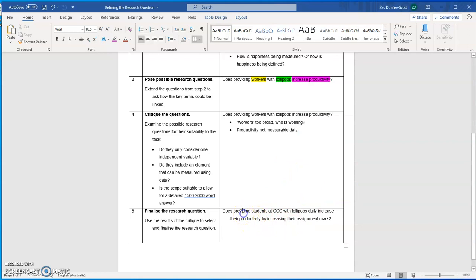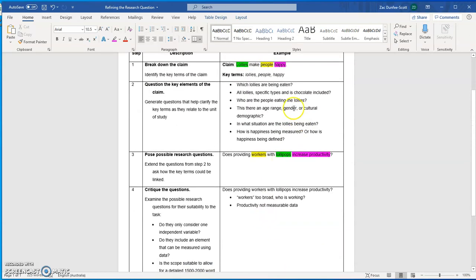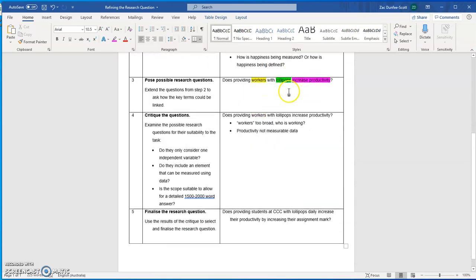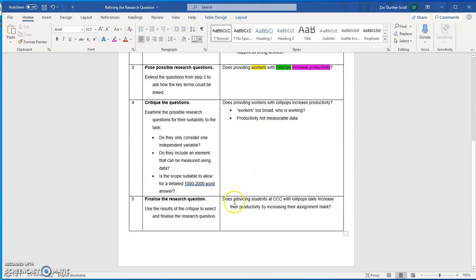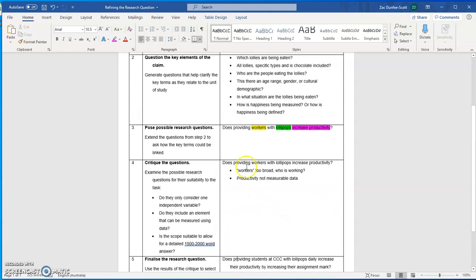So going back to here, my finalized research question for this claim, lollies make people happy. My finalized research question is, does providing students at Chisholm Catholic College with lollipops daily increase their productivity by increasing their assignment mark?